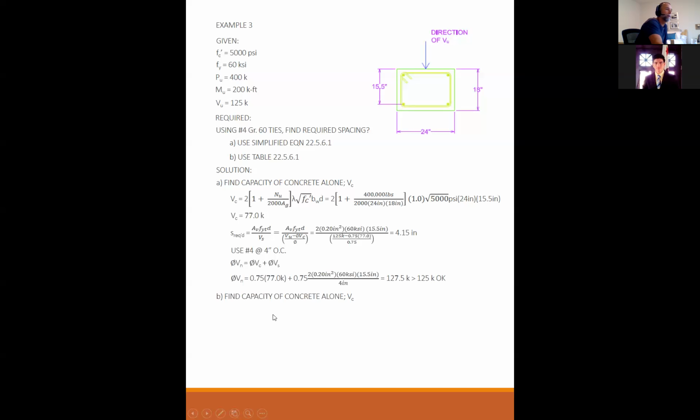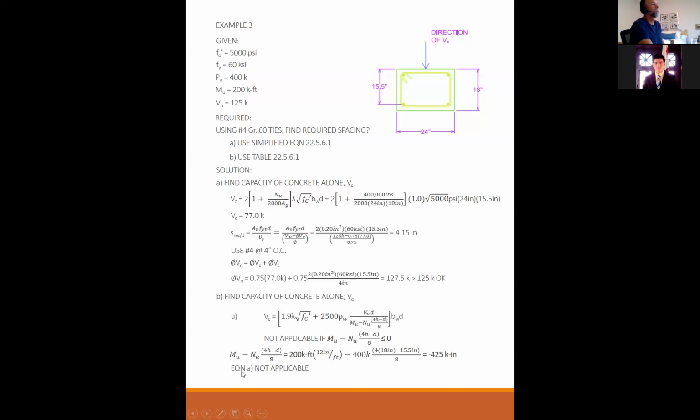Part B, find the capacity of concrete alone, Vc, and we're going to use the lesser of the 2 equations from that table. Mu minus Nu times (4h minus d) over 8 is 200 kip-feet times 12 to get kip-inch, minus 400 kips times 4 times (18 minus 15.5) over 8, which is minus 425 kip-inch. So this is not applicable if this is under 0. So equation A is not applicable here.